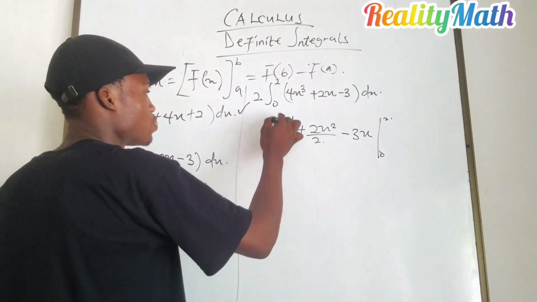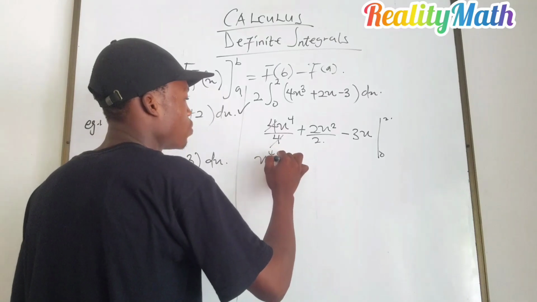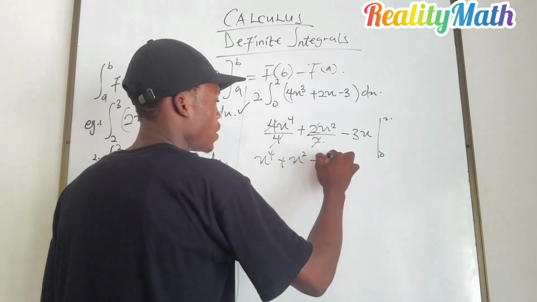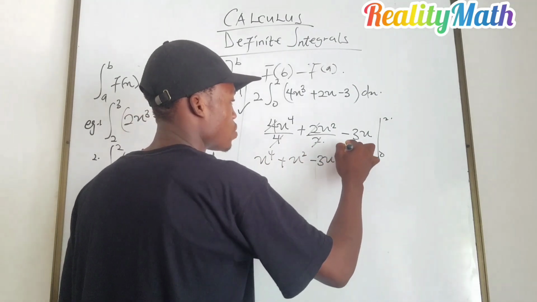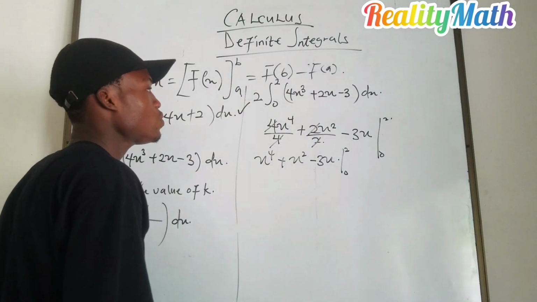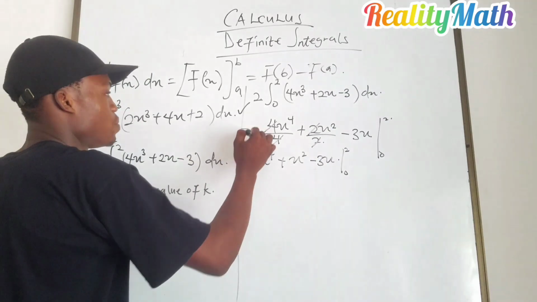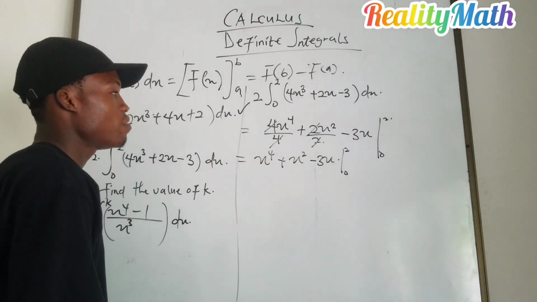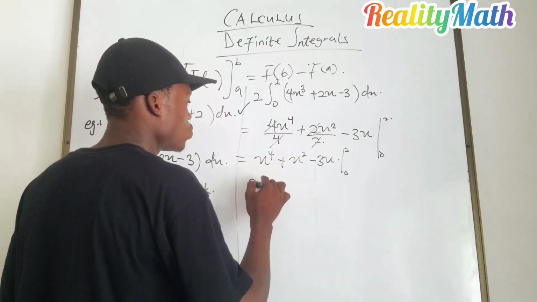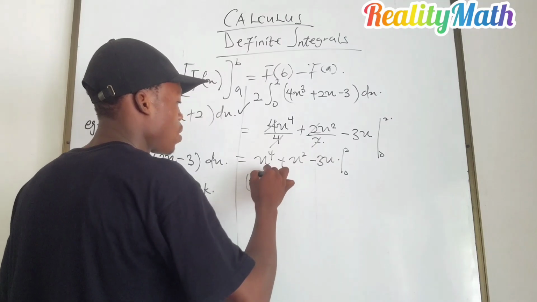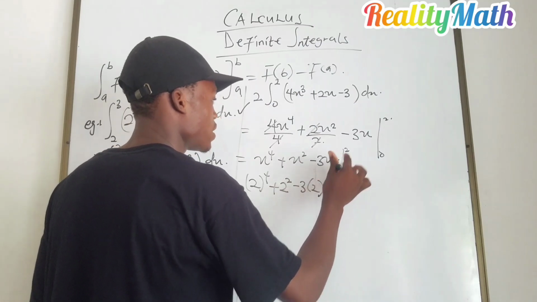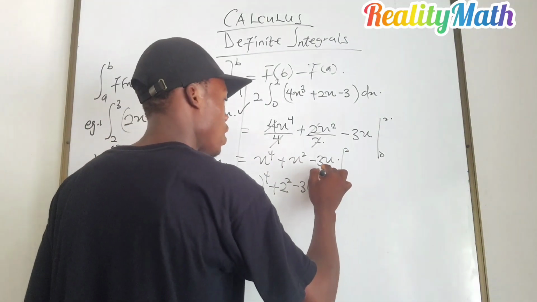We know that this will cancel this, leaving us x to the power 4 plus this, also take away this, leaving us x to the power 2 minus 3x, right? Evaluated at this. Okay, now you're almost done. Let's bring this. What we now have is that we have to substitute 2 into it first, which is going to be 2 to the power 4 plus 2 squared minus 3 times 2, right? This is the upper limit minus the lower limit.